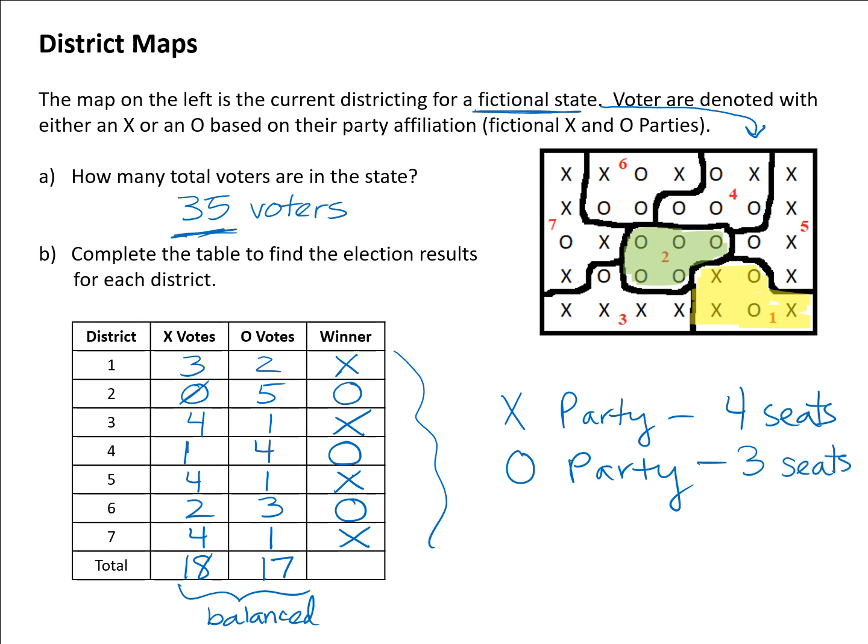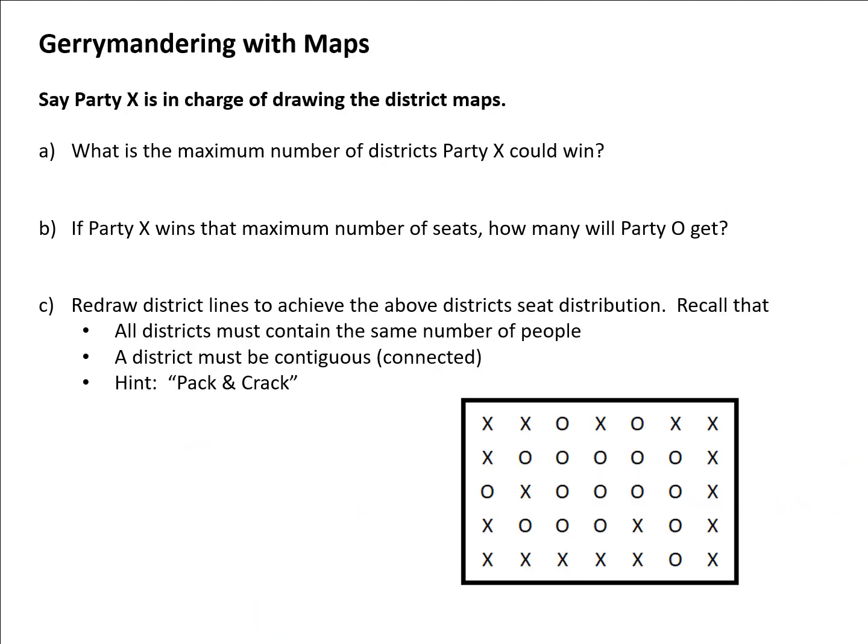So I would say, just looking at the numbers here, it's pretty evenly split between the two parties, both in terms of votes and in terms of who's winning the seats. So I wouldn't expect to find much gerrymandering in this map. All right, so let's take that state and let's redraw maps by gerrymandering. And we're going to start with Party X.